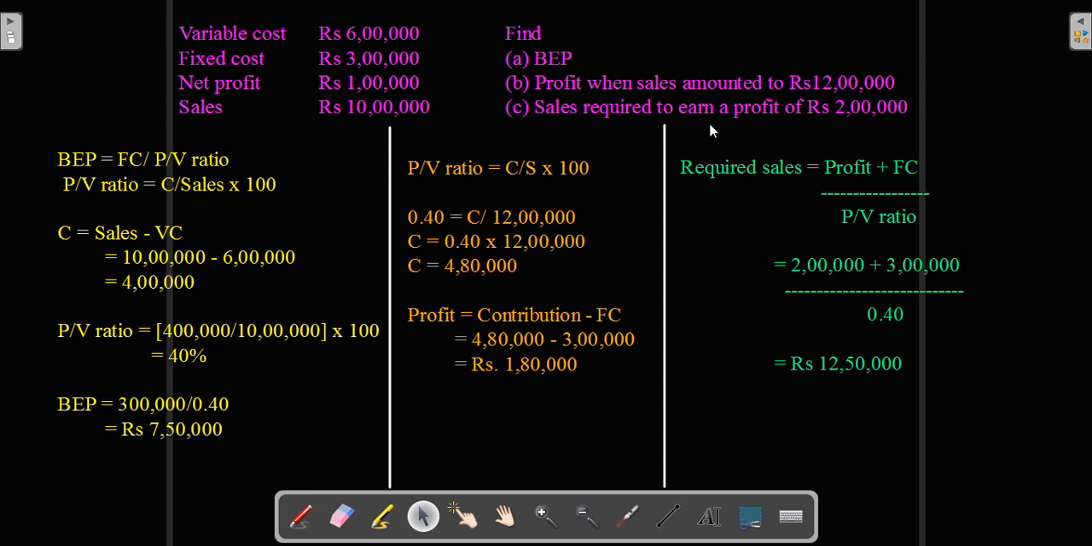Now the third part of the question asks us to find the sales when profit is 2 lakhs. We substitute in the formula: required sales is equal to profit plus fixed cost divided by PV ratio. Profit is 2 lakhs plus fixed cost 3 lakhs divided by PV ratio. So 12,50,000. So when you are selling for 12,50,000, you will make a profit of 2 lakhs.